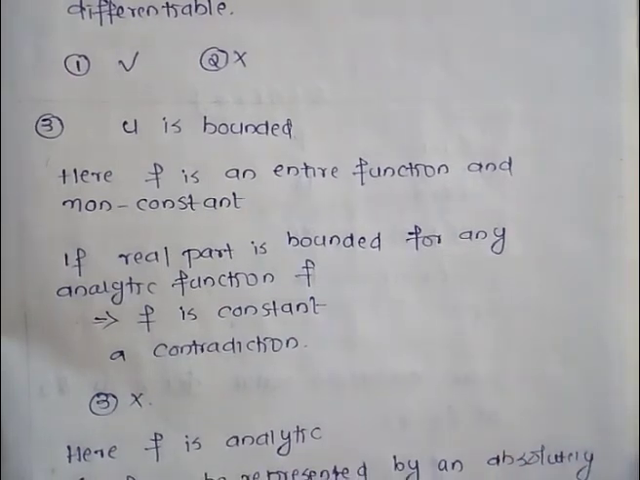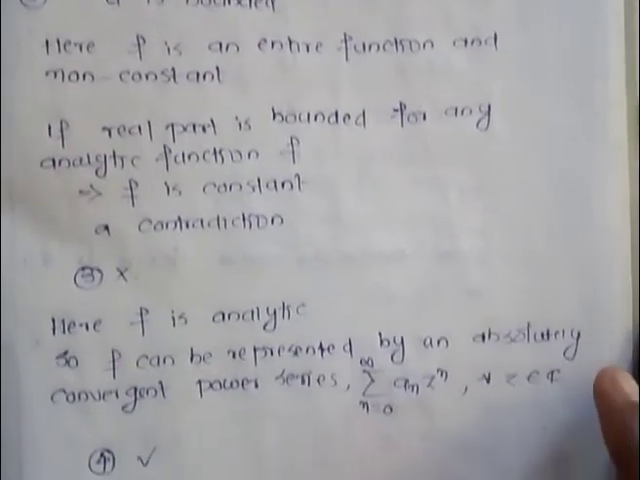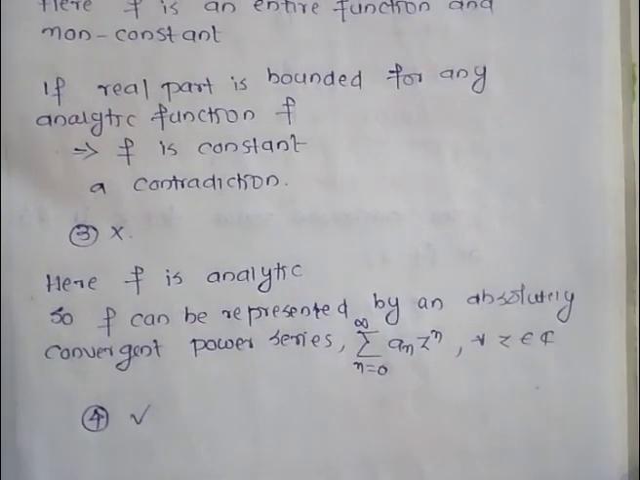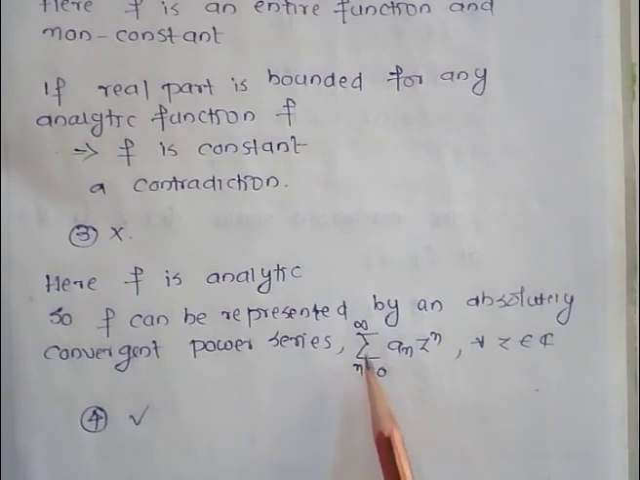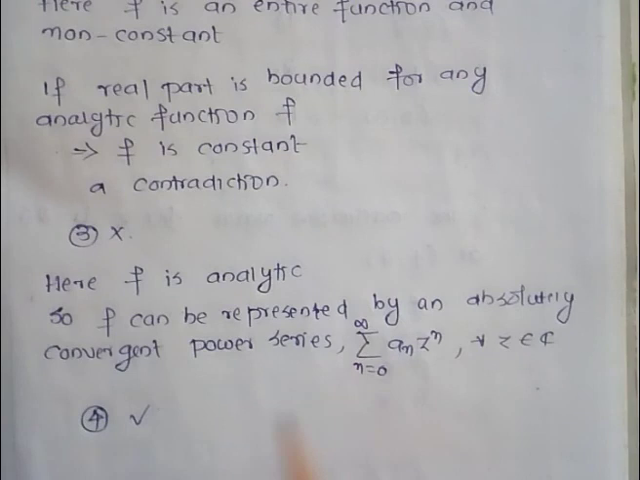Now for the fourth option, here f is analytic, so f can be represented by an absolutely convergent power series, summation n ranging from 0 to infinity a_n z^n, for all z belongs to C. So our fourth option is correct.